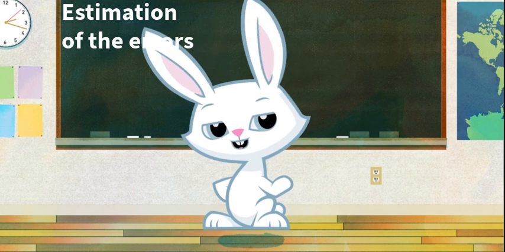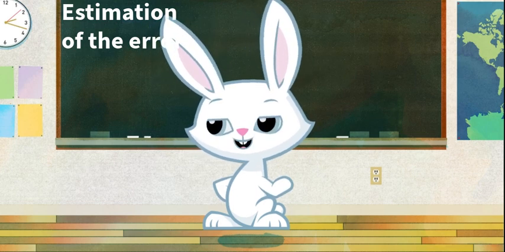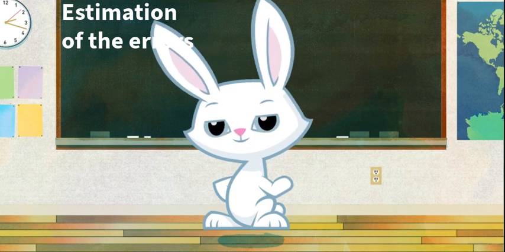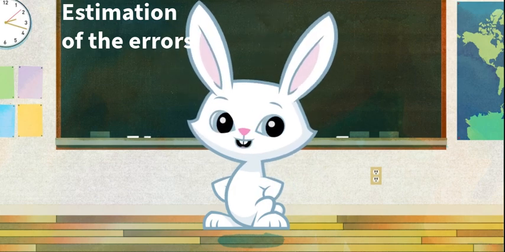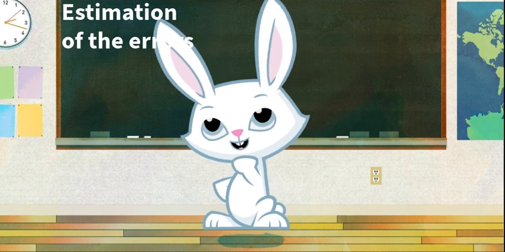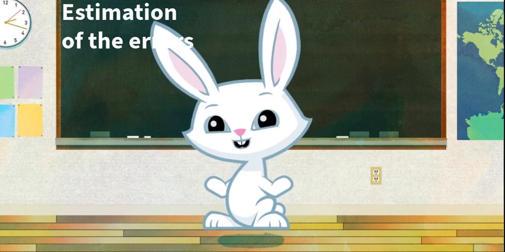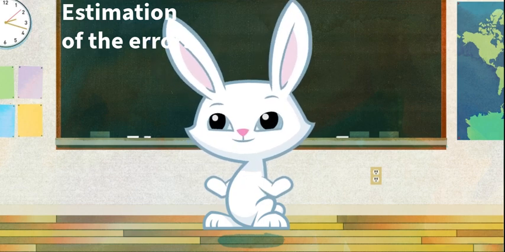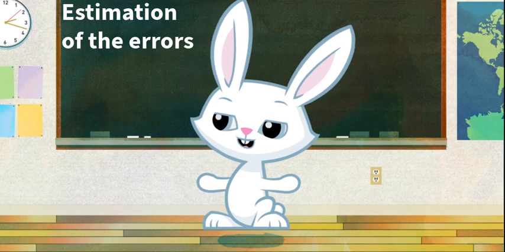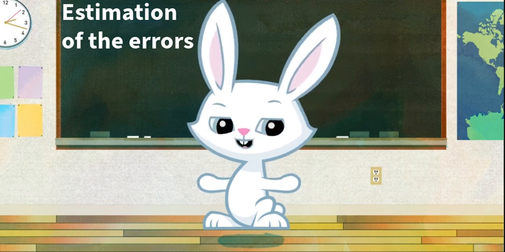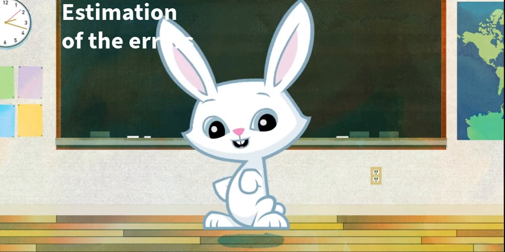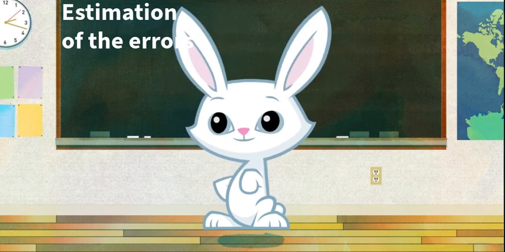Relative error. This is the ratio of the average absolute error to the average value. Formula: Relative error equals average absolute error divided by average value. Percentage error. This is the relative error expressed as a percentage. Formula: Percentage error equals relative error multiplied by 100. These calculations help us quantify the uncertainty in our measurements.